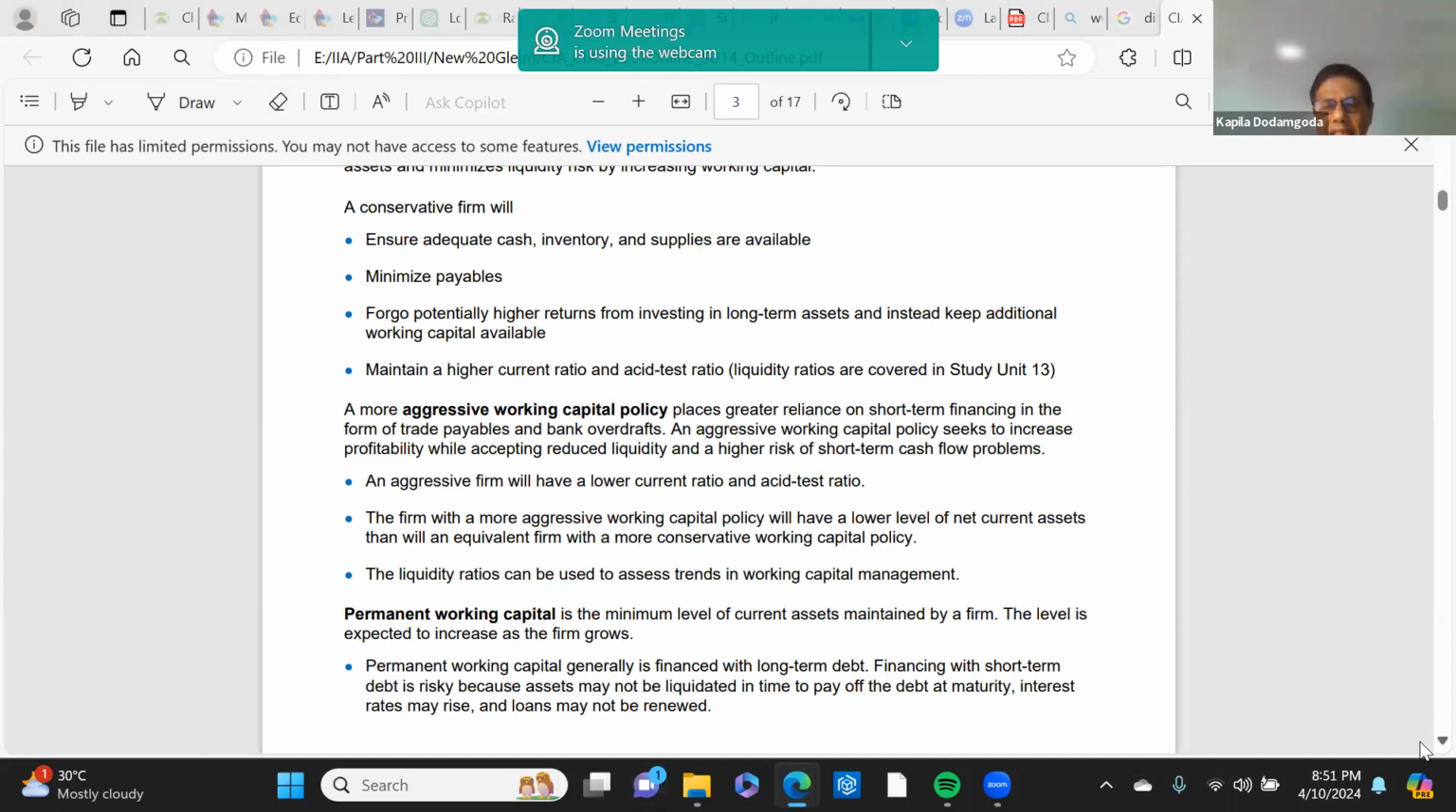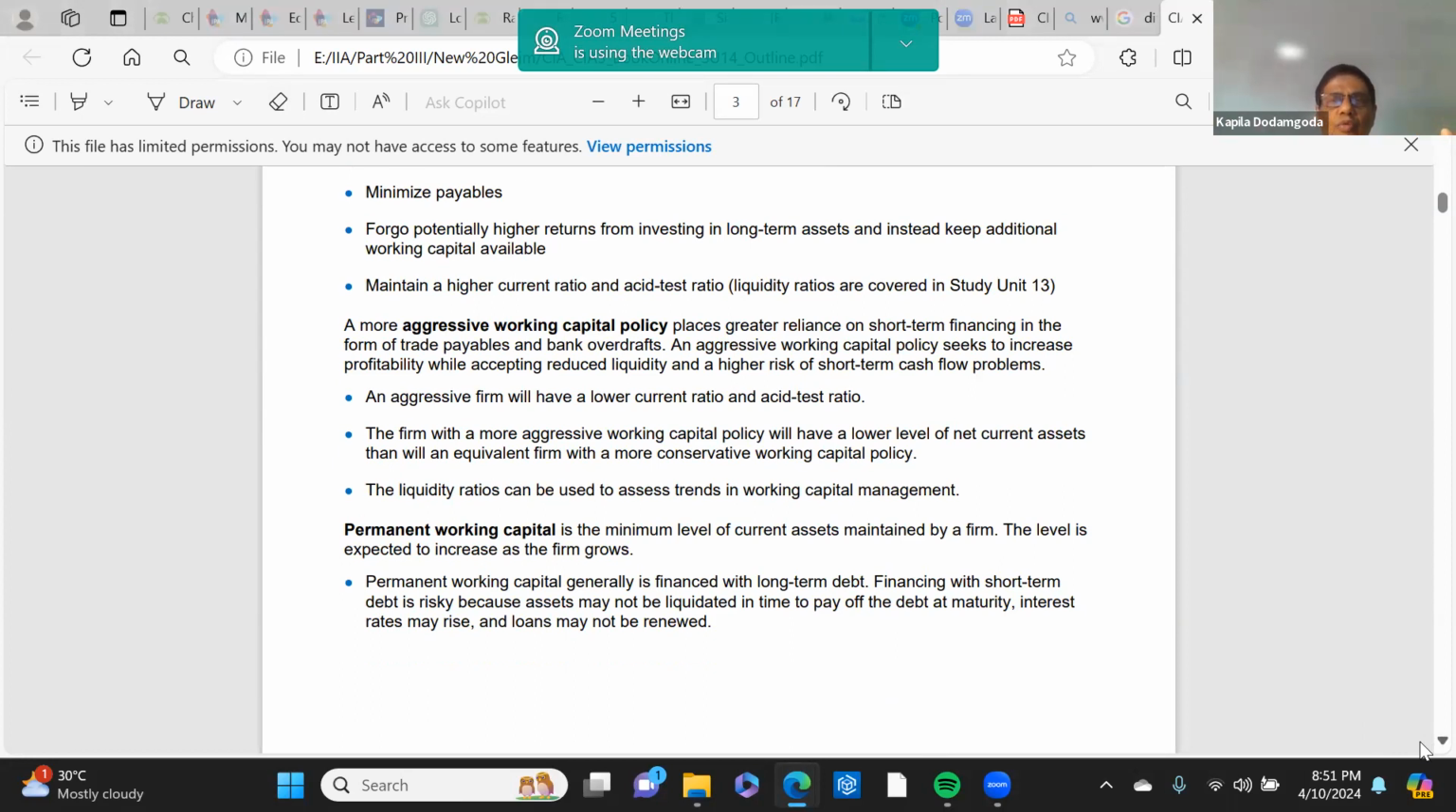So now you understand it, right? The more short-term funds you use, the greater the risk you take from different perspectives. The more long-term funds you have, the lesser the risk you take. Is that clear, Prasanga? Are you clear with these ideas?